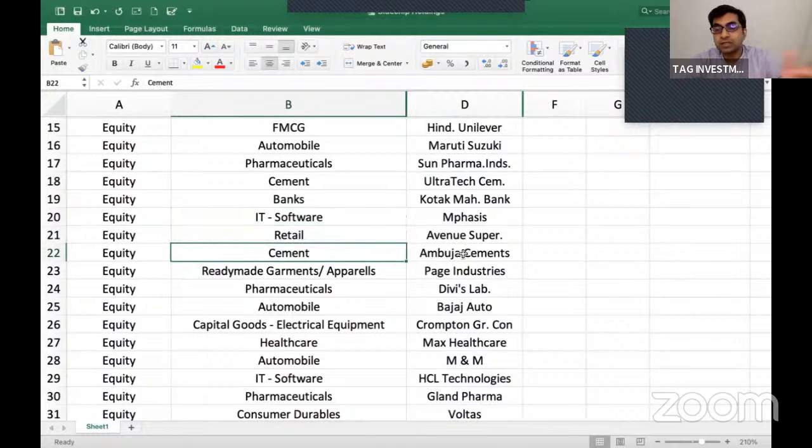Cement, Ambuja Cement, especially after the merger of ACC and Ambuja Cements by the Adani Group. So it is in momentum.